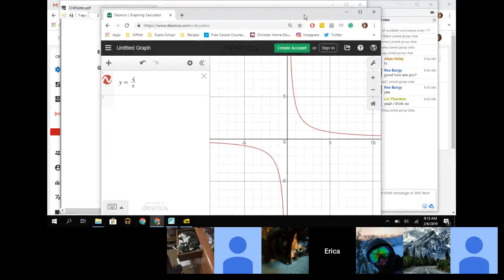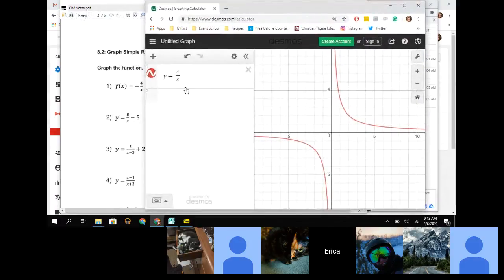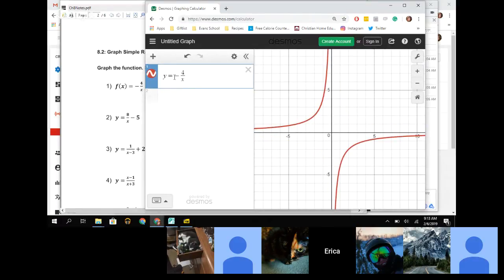Everybody okay with that? Hey, Anton. All right, but in this particular case, it's negative, which is not a big deal. It's fine. So we can graph the function.